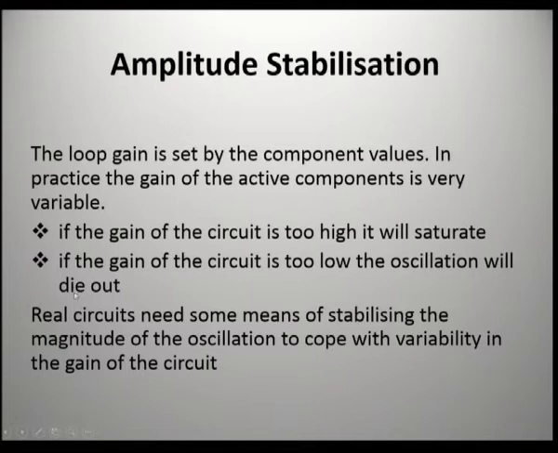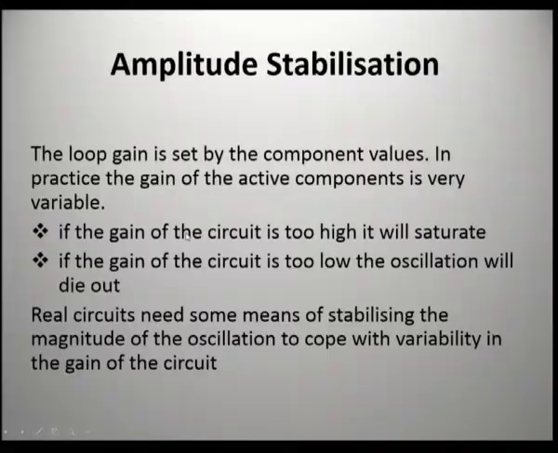If the gain of the circuit is too high, it will saturate. If the gain of the circuit is too low, the oscillation will die out. Real circuits need some means of stabilizing the magnitude of the oscillation to cope with the variability of the gain of the circuit. Why will the gain of the circuit get varied? Because of the temperature changes and the supply voltage changes. Because of these factors, the gain will also get changed, and if the gain is high, the output will get saturated, and if the gain is too low, the oscillation will die out.